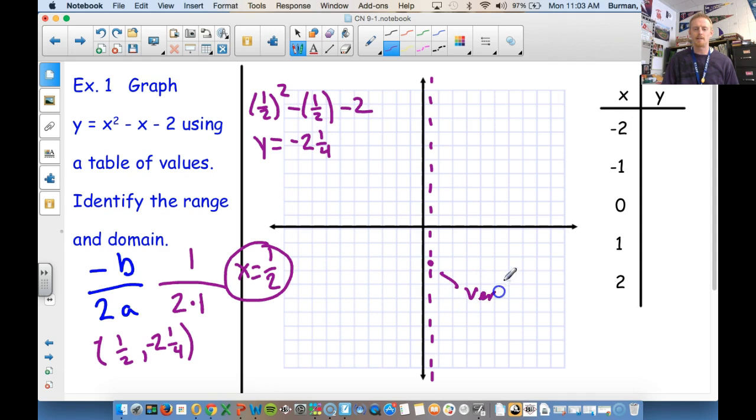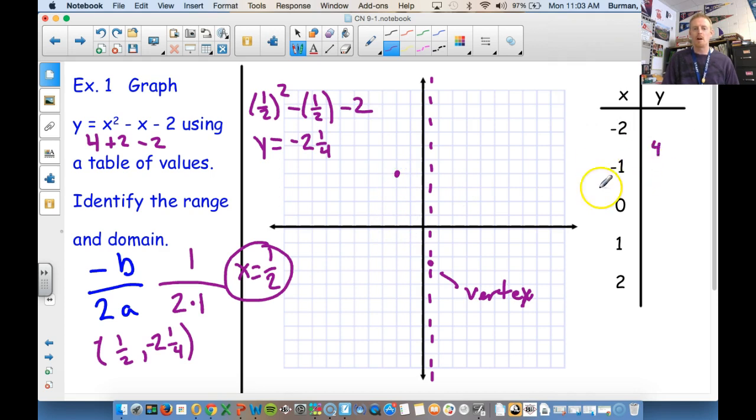So that's my vertex. Now that I know what my vertex is, and now I have my axis of symmetry, I can plug in these numbers over here to help get the other values of my parabola. So if I plug in a negative 2 into that same equation, a negative 2 squared, which is 4, because negative 2 times negative 2 makes a 4, minus a negative 2, which turns into a plus 2, and minus a 2 makes us have a 4, because 6 minus 2 is 4. So we go to the left 2, 1, 2, and up 1, 2, 3, 4.